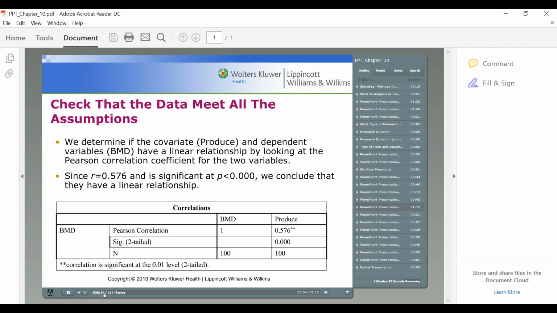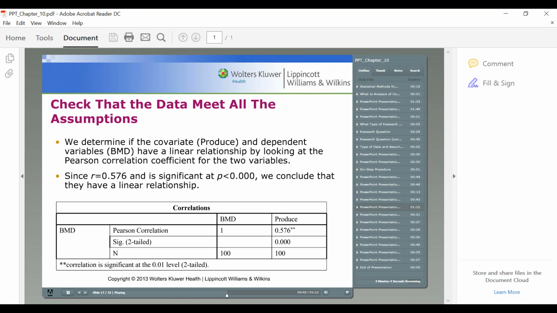So let's first look at the assumptions and make sure that they are met. So remember, like I said, one of the assumptions had to be with the association, otherwise known as relationship, otherwise tested statistically through correlational analysis. The little r there is a statistical symbol for correlation. So what we're basically saying is that there is a relationship between our two variables, our covariate and our dependent variable. Our covariate was consumption of produce, and dependent variable is BMD.